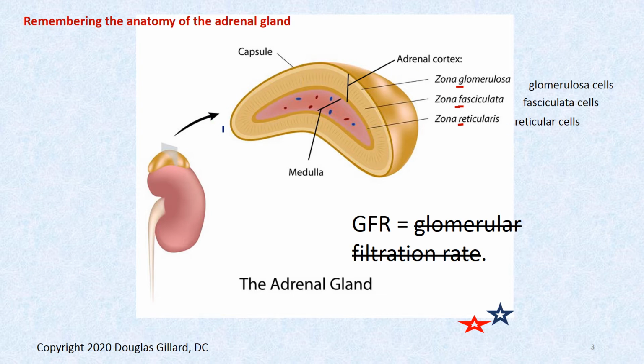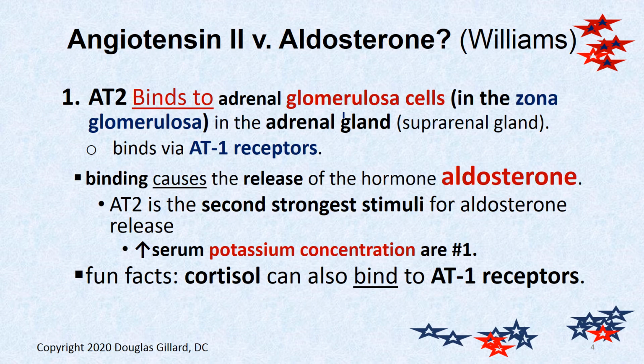Remember your anatomy now. Here's a cross-section through the adrenal gland. I remember it by GFR, the glomerular filtration rate. Remember that one? You can use that for the layers of the adrenal cortex. So G for zona glomerulosa, F for zona fasciculata, and R for zona reticularis. What are the cells for those layers? Well, the same thing. Glomerulosa cells, fasciculata cells, and reticular cells. So some kind of easy stuff, or made simpler. That doesn't work for the medulla, but the chromaffin cells are in there.